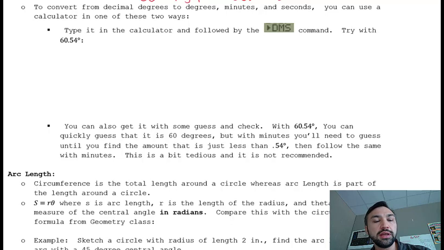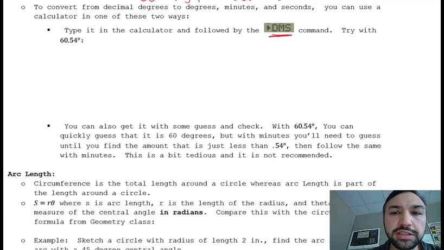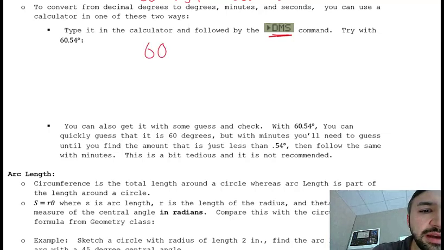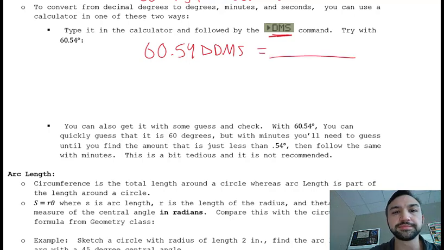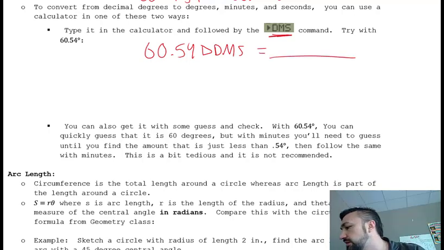So to go in the other direction, you can do one of two things too, but by far the method that I prefer is to get your calculator to do it. So your calculator has an arrow DMS command, which basically means change to degrees, minutes, and seconds. So on my calculator, I would do that, and then I would find that command. And hit enter. And it's going to change it to degrees, minutes, and seconds for me.